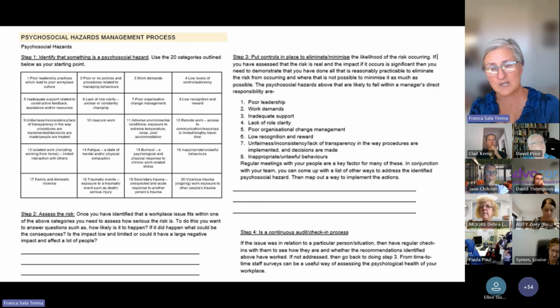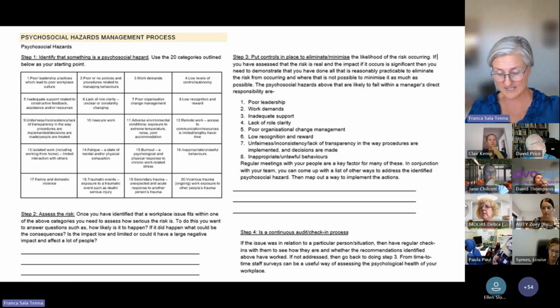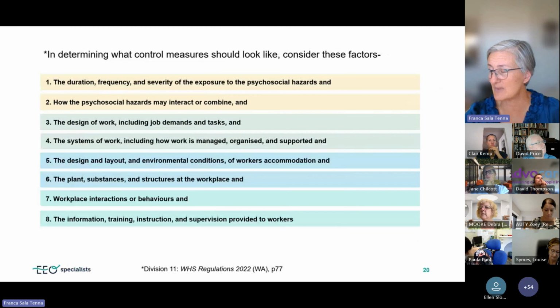So I'm going to pause for a moment because in a minute I'm going to move on to legal consequences: WorkSafe and what they can do, how that impacts, and also some case law and just a bit of a sense of what's been happening in that space.